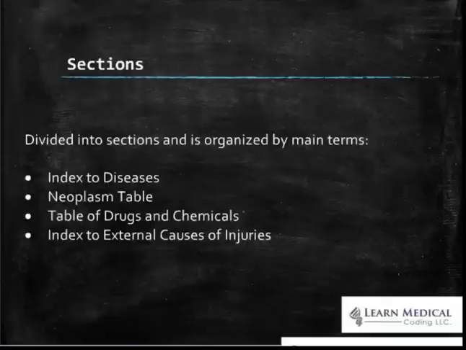Okay, so now let's talk about the sections that you're going to find in your ICD10CM book. You're going to find one of the largest sections in this book, which is your index to diseases. That's going to be your first section. Then after that is your neoplasm table. Following your neoplasm table is your table of drugs and chemicals. And lastly, you're going to find your index to external causes of injuries. Now, these are the sections that you're going to find before you get to your tabular list, okay?